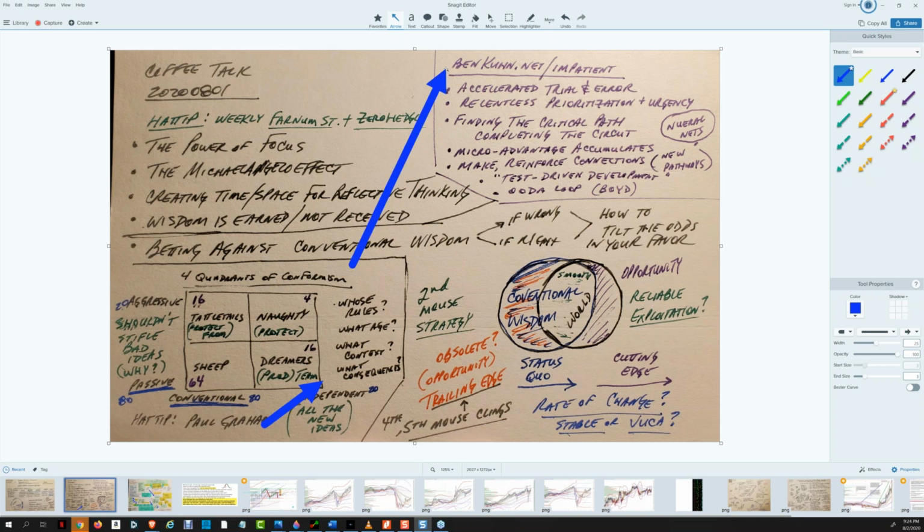There's a really nice article that came out of the Farnham Street from benkuhn.net about the importance of being impatient. It was so good I had my daughter read it while we were waiting for dinner tonight. He makes the argument that accelerated trial and error is really important because it drives you to be relentlessly prioritizing about the things that are most important. And that when you combine this urge to find a critical path, what's the minimum amount of things that I got to do to be successful?